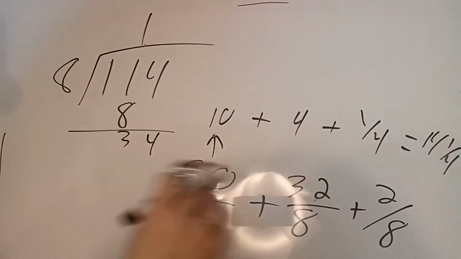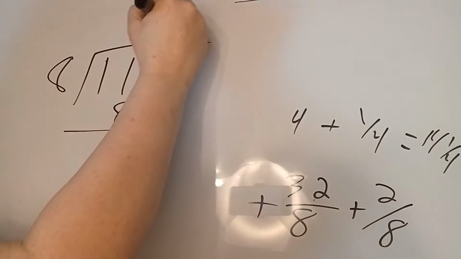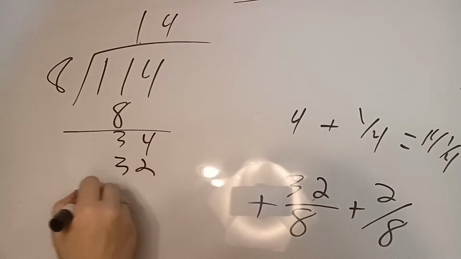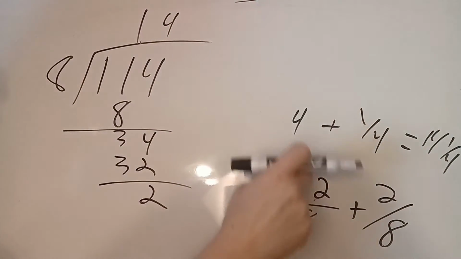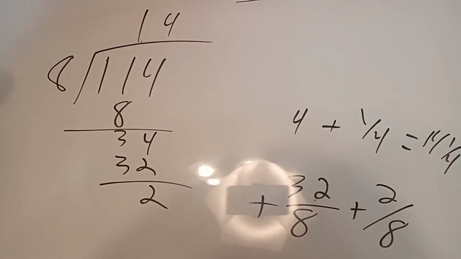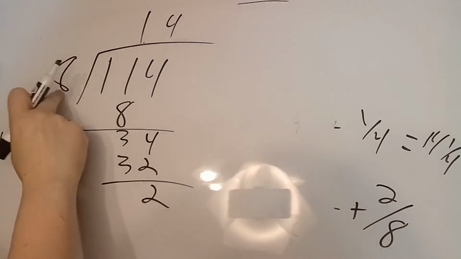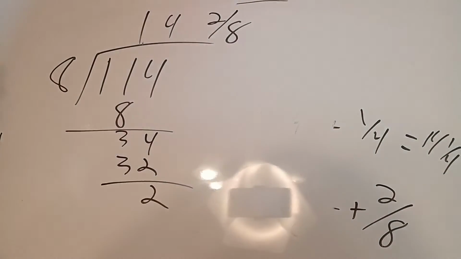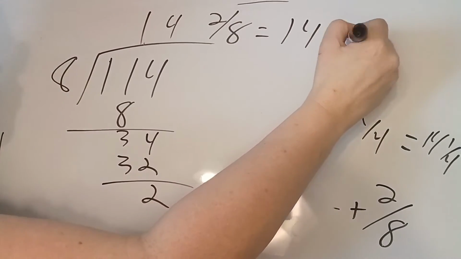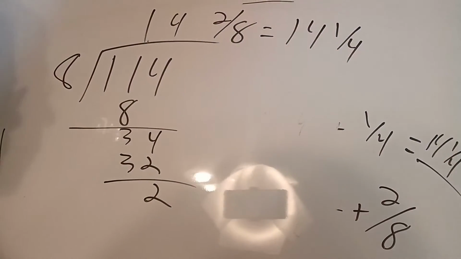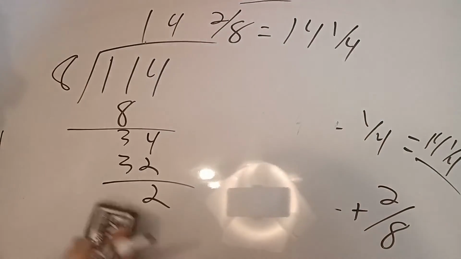Then we say, okay, there's 4. 4 times 8 is 32. We get 2 out. That's what we were doing here. And then we say, okay, there's 2 left. 2 divided by 8. So 14 and 2/8. That's 14 and 1/4, which is what we got. So essentially we're doing the same thing, just laid out differently.